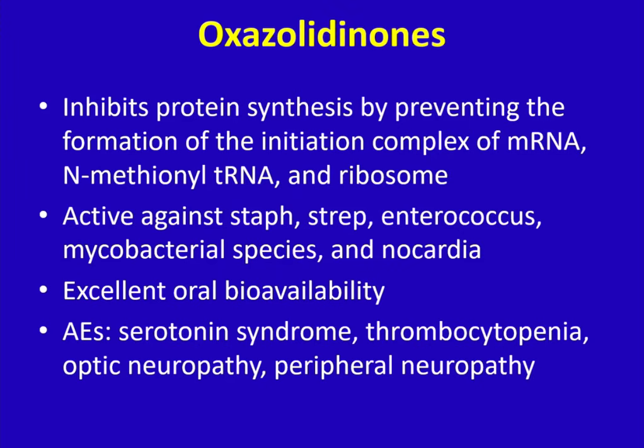SSRIs are probably overestimated. It can occur, but it's probably been overestimated. Thrombocytopenia is actually more common than you think if you use it more than 10 to 14 days. Optic neuropathy is something you want to avoid, and that's why we tend not to use these long term, although at times we're forced to. As well as peripheral neuropathy can be quite debilitating. I've seen one case of this as well. It's pretty debilitating.